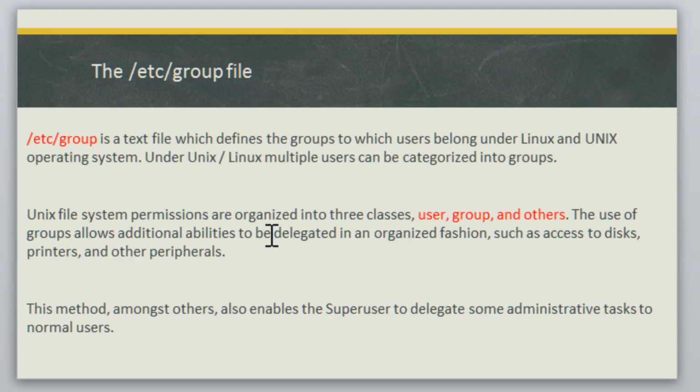Let's look at the /etc/group file. This is a text file which defines the groups to which users belong. Linux and Unix operating systems use this method. So under Unix and Linux, multiple users can be categorized into groups. Unix file system permissions are organized into three classes: user, group, and others, which we've looked at. The use of groups allows traditional abilities to be delegated in an organized fashion, such as access to disks, printers, and other peripherals. So this method, among others, also enables a super user to delegate some administrative tasks to normal users.